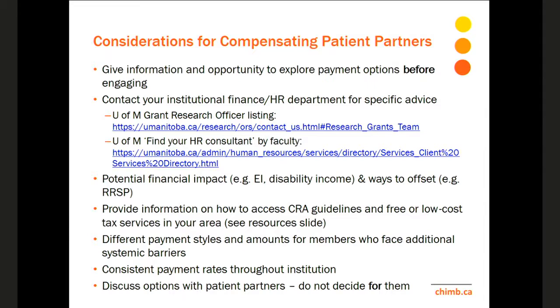So using the guidelines ahead of time to talk to patient partners about that there's A option, B option. Okay.